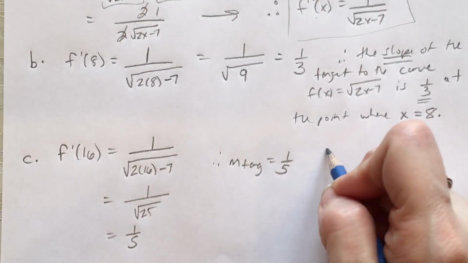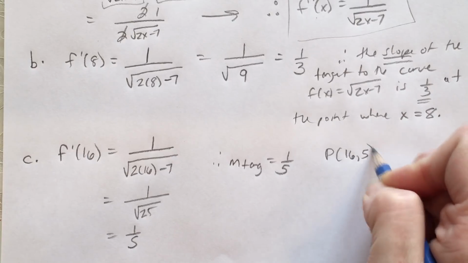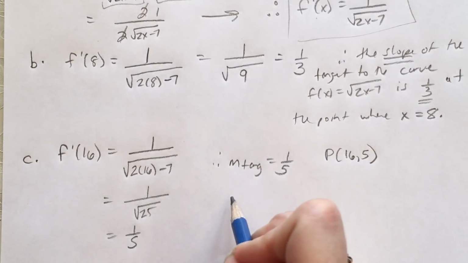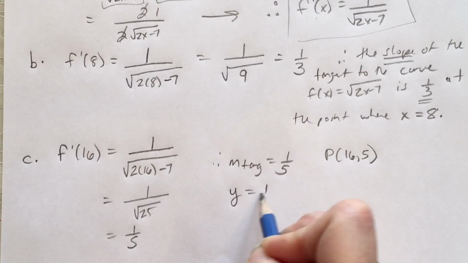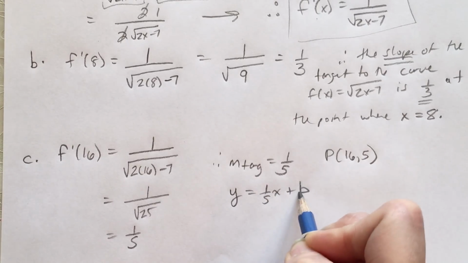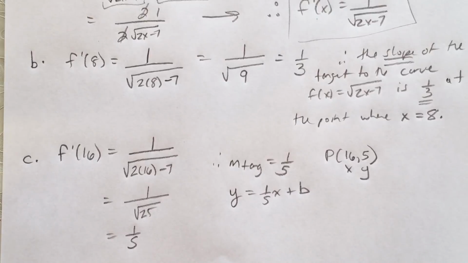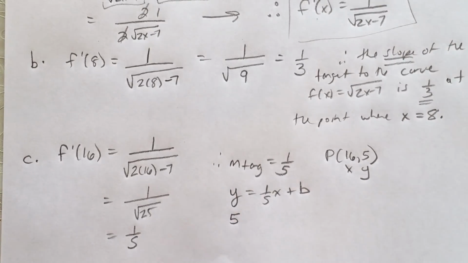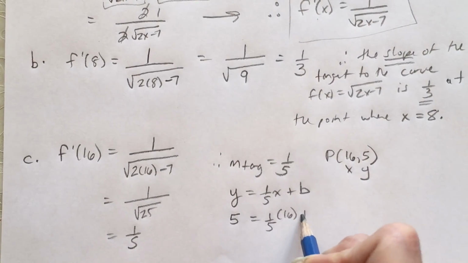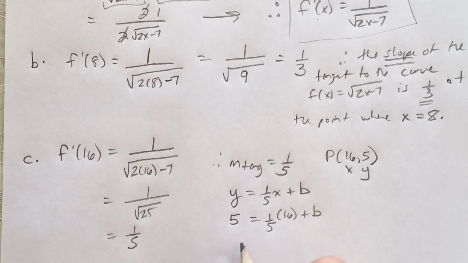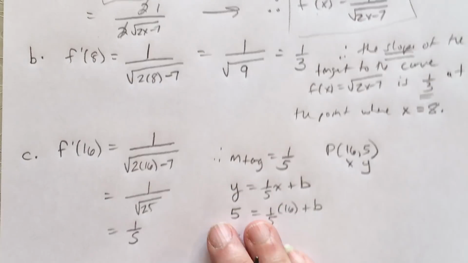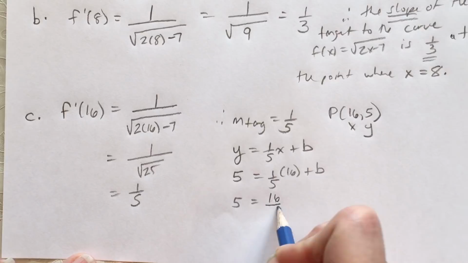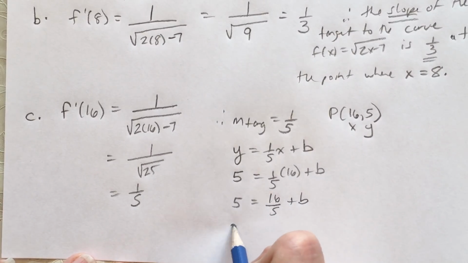We know a point, 16, 5. So far we know y equals 1/5 x plus b, but we know the point 16, 5 is on the tangent line because it's the point we're finding the tangent at. So we can replace y with 5 and x with 16. Find b. Multiply everything by 5.